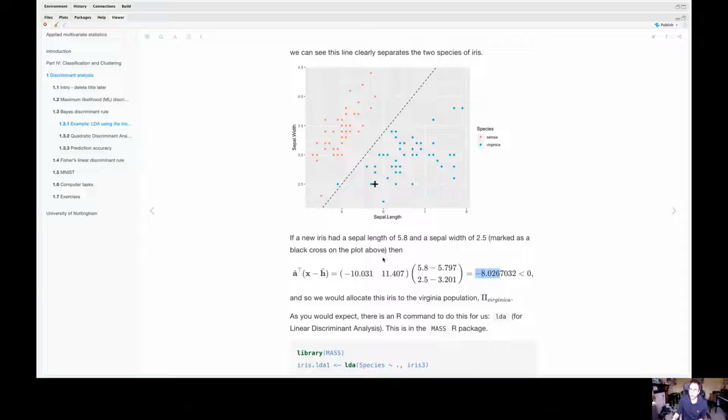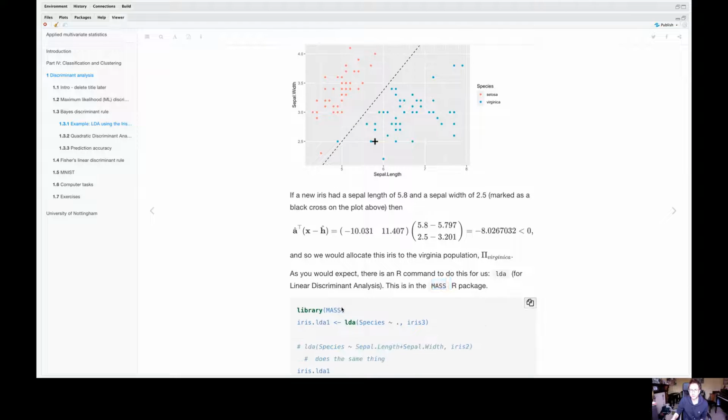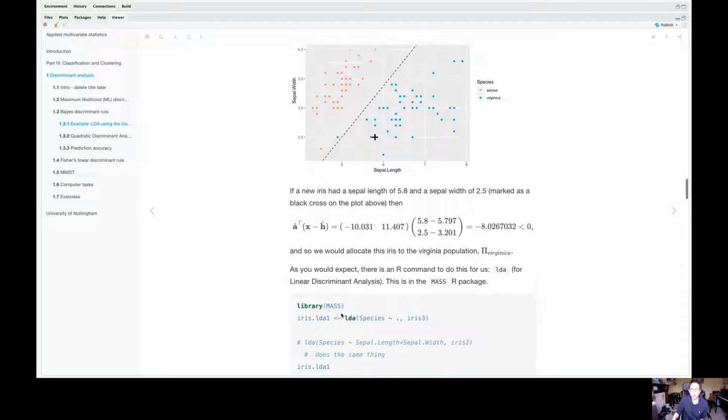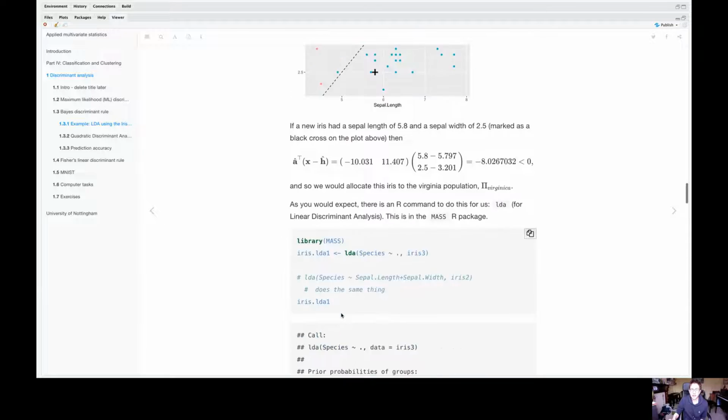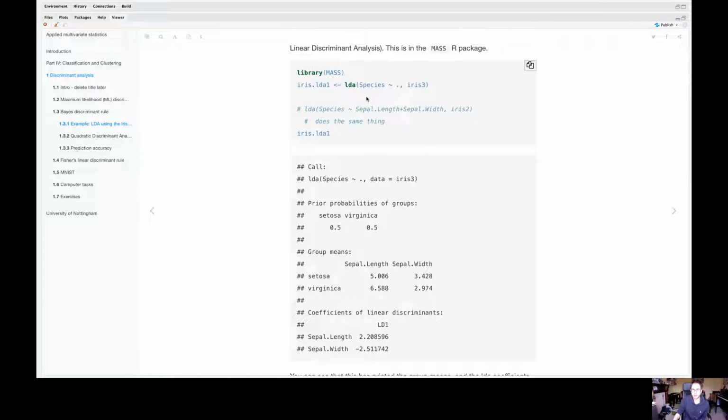Now, thankfully, we don't have to do these computations ourselves. There is, just as you'd expect, an R function to do this for us. The R function we're going to use is the LDA command, and it's in the MASS package. Before you use it, you always have to do library(MASS). And the command works in the same way the linear regression command works.